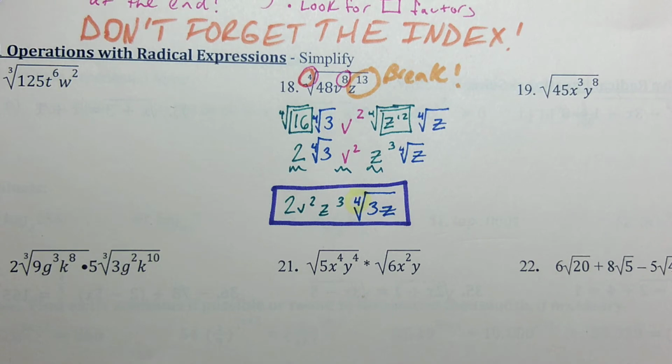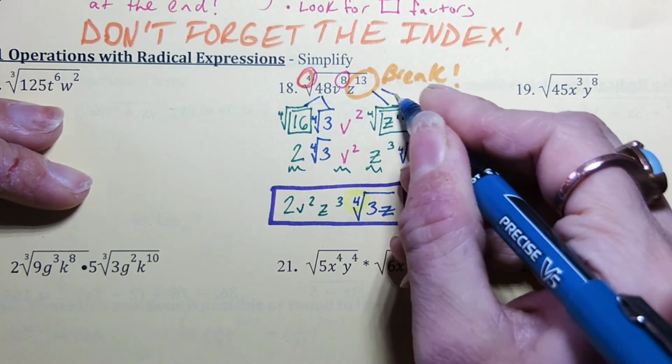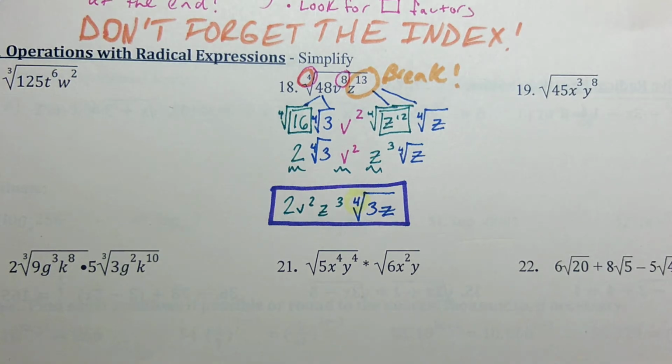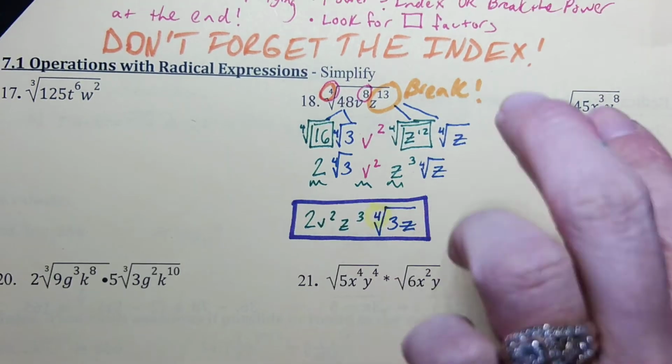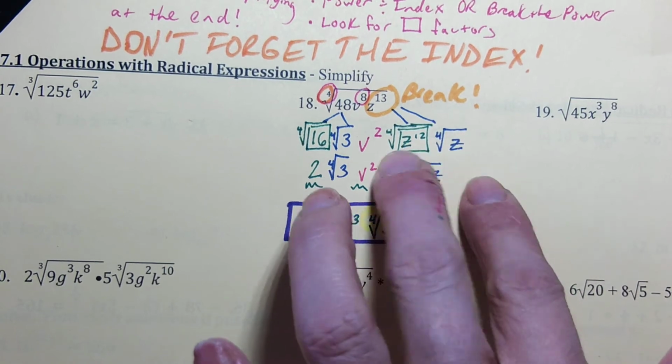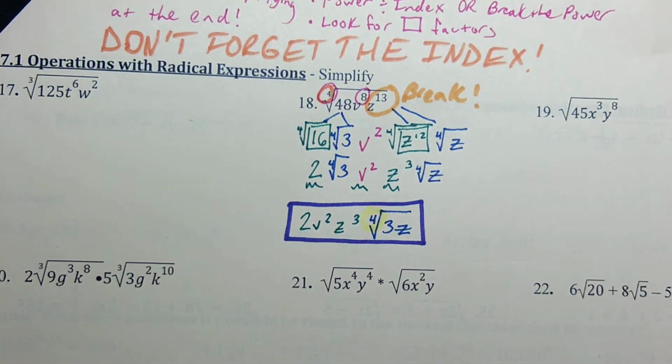Any questions on finding perfect factors, power divided by index, or breaking the power? So if it's divisible by the index, you just divide it, but if it's not, then you have to break it into something that is, and then whatever is left over. So just like we split 48 into the perfect and the non-perfect, we're doing the same with the z to the 13th. It's just we're dividing by the index instead of looking for the perfect number.